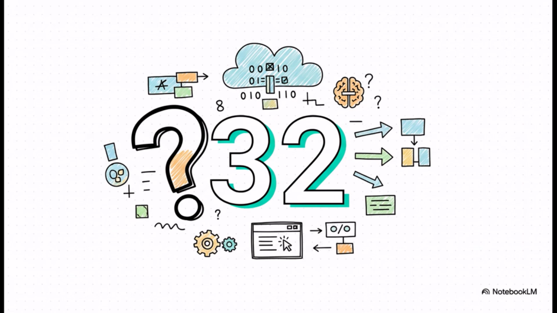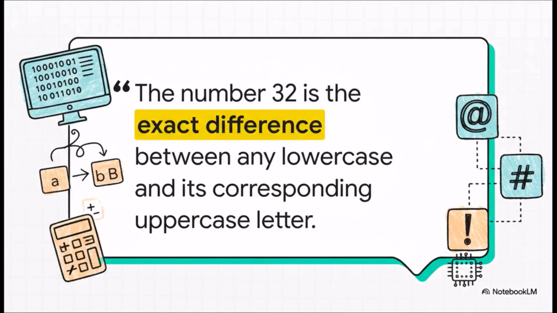Okay, I'm just going to put a number on the screen. 32. What in the world could 32 possibly have to do with any of this? Well, it turns out this is a fantastic little piece of trivia about how computers work. In the standard character set that you use, the numeric code for a lowercase a is exactly 32 more than the code for an uppercase A. And this is true for b and B, c and C, all the way down the alphabet. It's a neat little trick that's built right into the system.